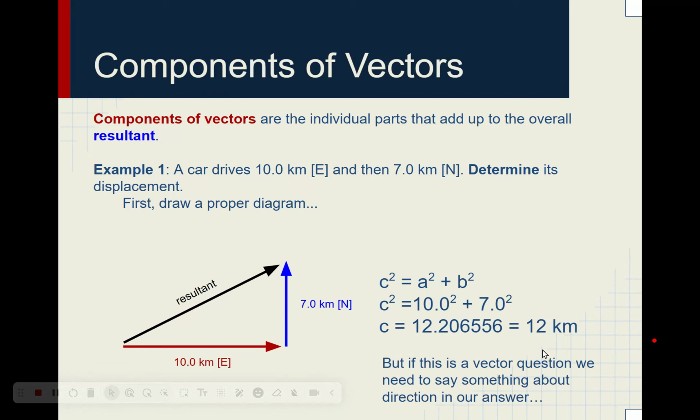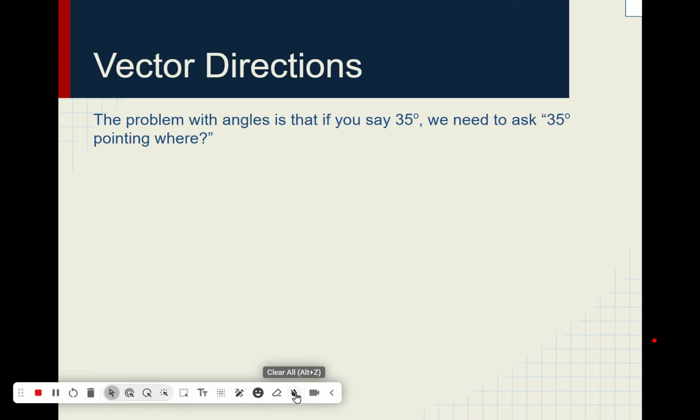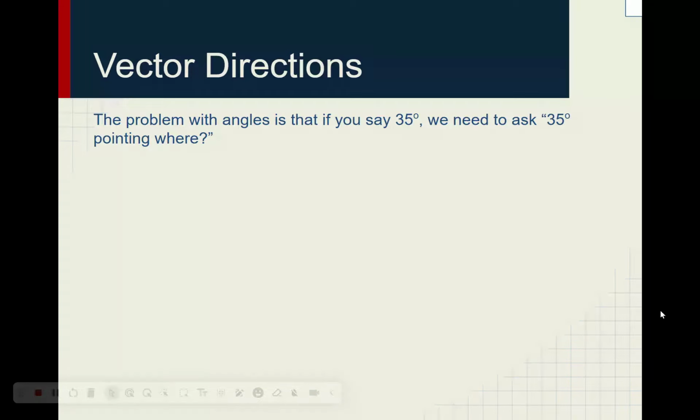That's where we get into the rules for how to do directions in our answers, how to state them properly. I'm not saying that the previous one is 35 degrees, but let's say it was 35 degrees. If I just said 35 degrees, people could legitimately ask me, 35 degrees pointing where? I have to be able to say something more than just the angle so they know where that 35 degrees is.